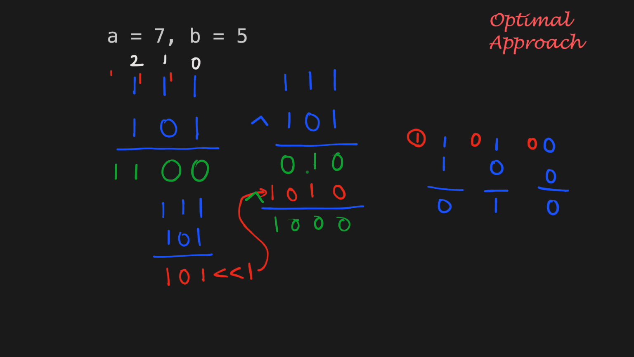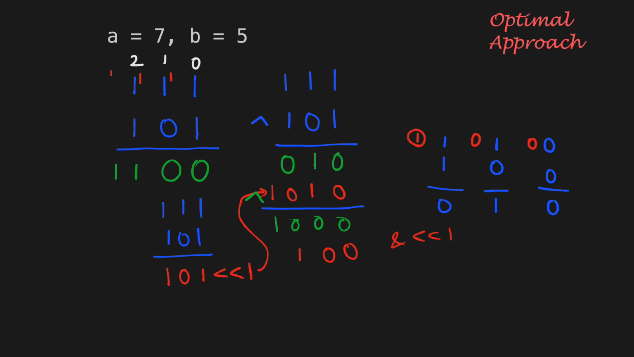So we need to repeat this carry propagation till the carry becomes 0. Continuing with our next iteration, again we generate the carry by taking the AND between the two numbers and left shifting it by 1. So bitwise AND between these two numbers from right to left will be 0, 1, 0, 0, which when left shifted results in 0, 1, 0, 0.